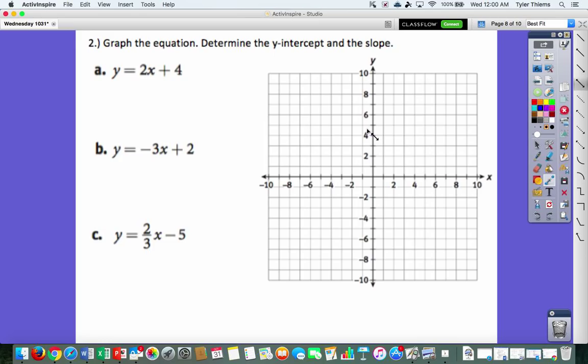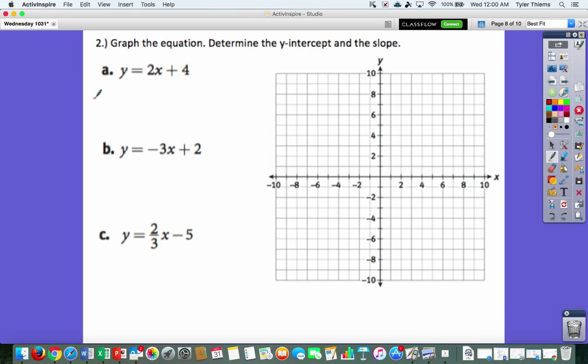Number 2, we're going to get more practice on this. We want to determine the y-intercept and the slope. So for letter A, our slope in this case is going to be 2. And our y-intercept, our b, in this case, is going to be 4.